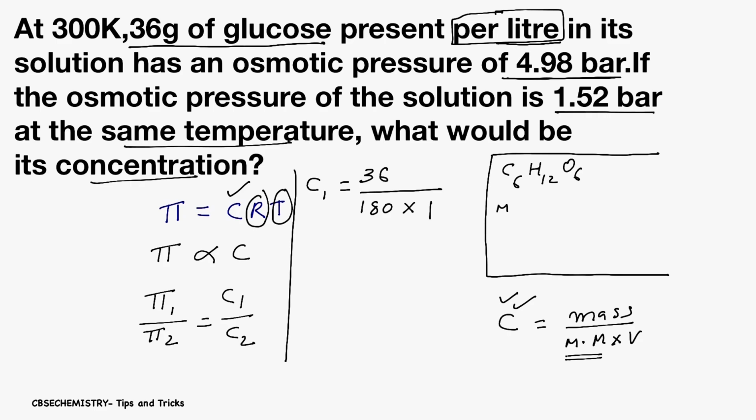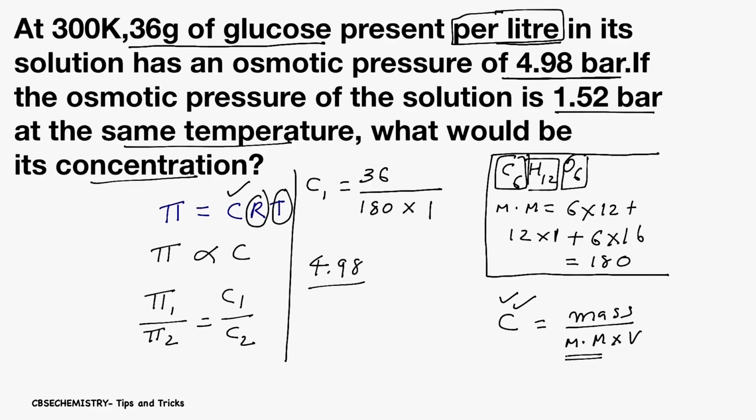C6H12O6. How to find molar mass? 6 into, what is atomic mass of carbon? 12 plus 12 into, what is atomic mass of hydrogen? 1. 12 hydrogen is there, right? Plus 6 oxygen, right? 6 into 16. On adding you will get what? 180. Hope you understand.